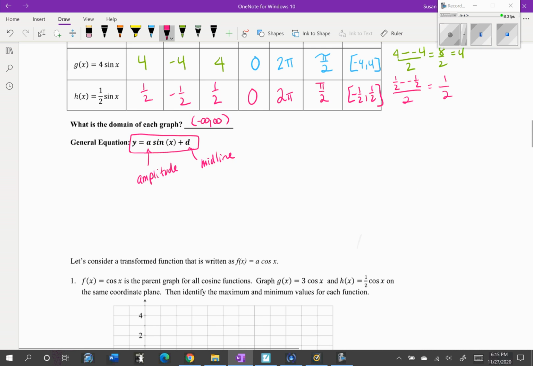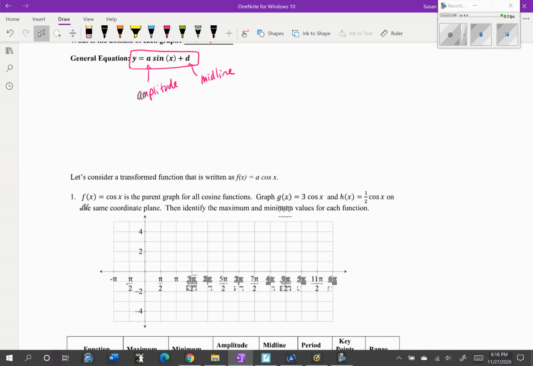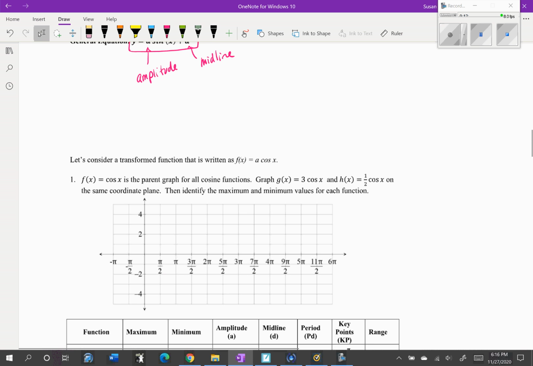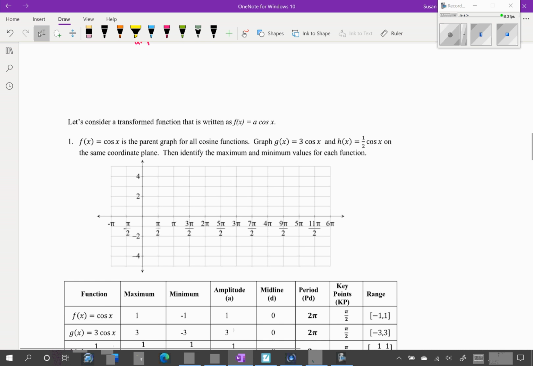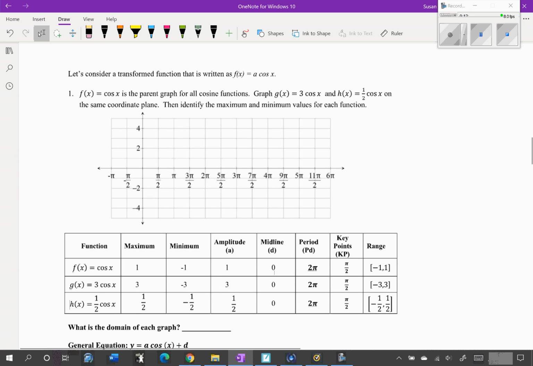So let's go ahead and consider the transformed function written as f of x equals a times cosine of x. First we want to talk about graphing our cosine parent, which we haven't done yet. So if we look at a circle, remember the cosine is the x values of the coordinate ordered pairs. So we're going to start here. This is 1, 0, 0, 1, negative 1, 0, and 0, negative 1.